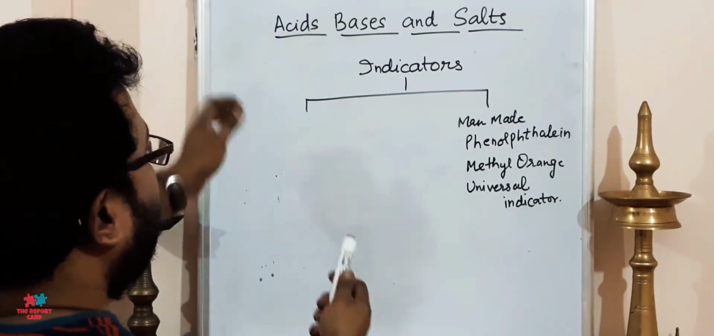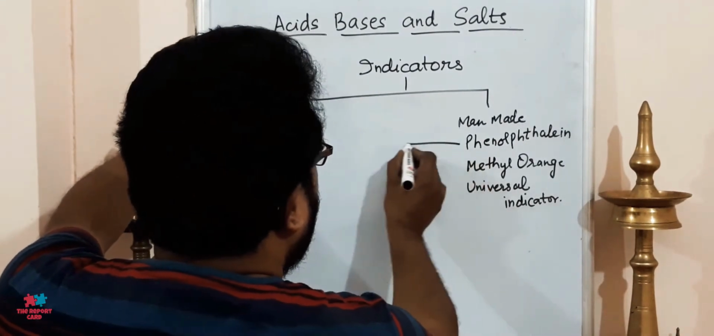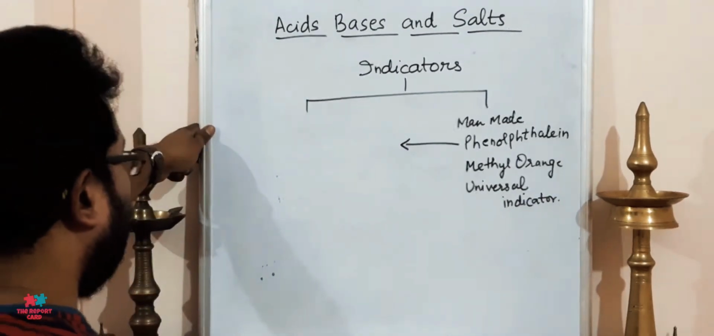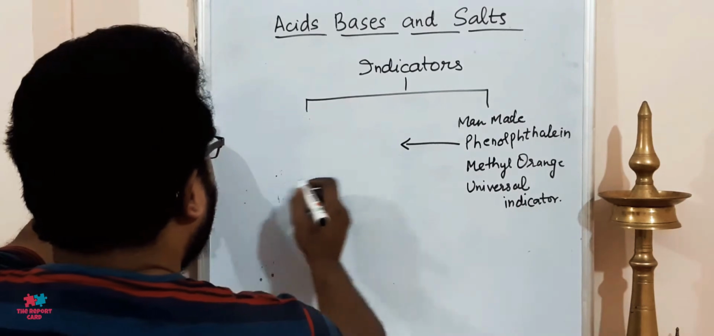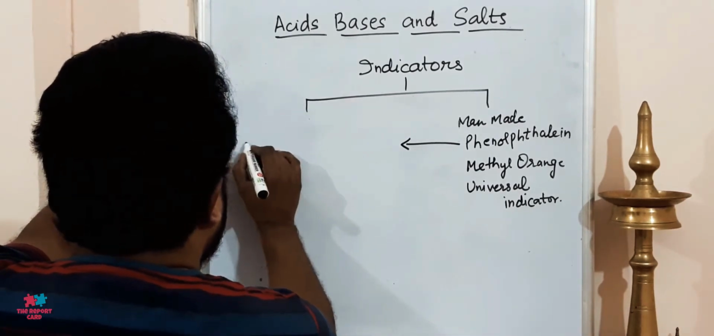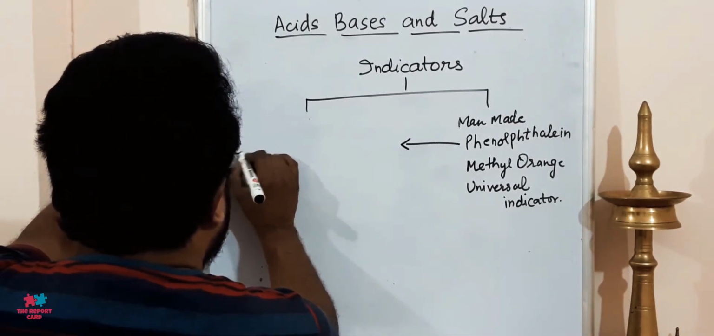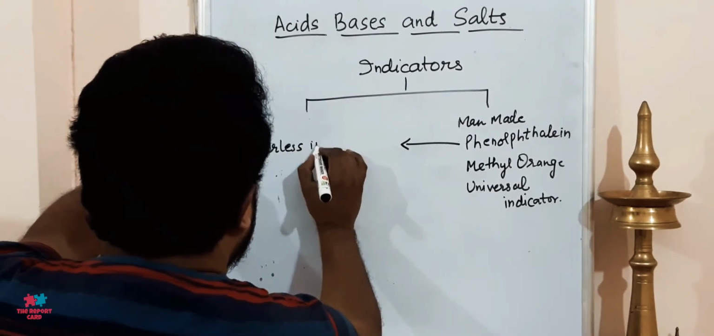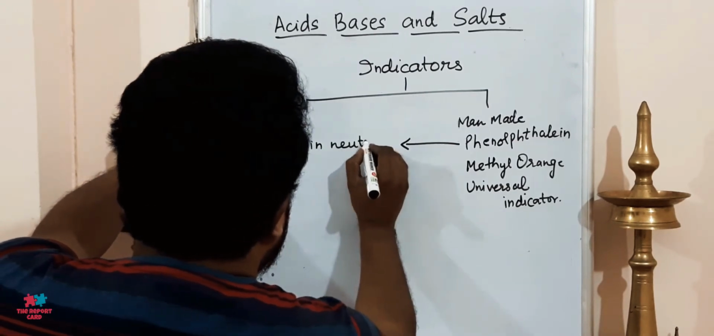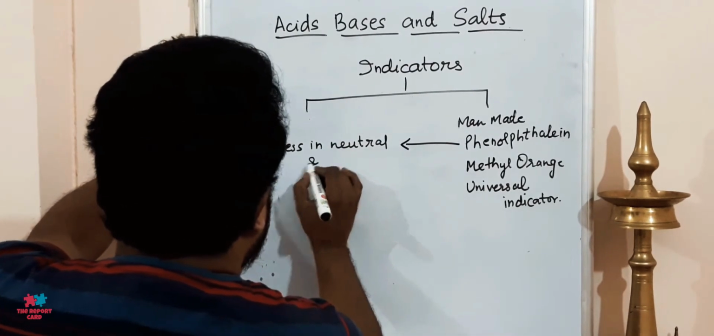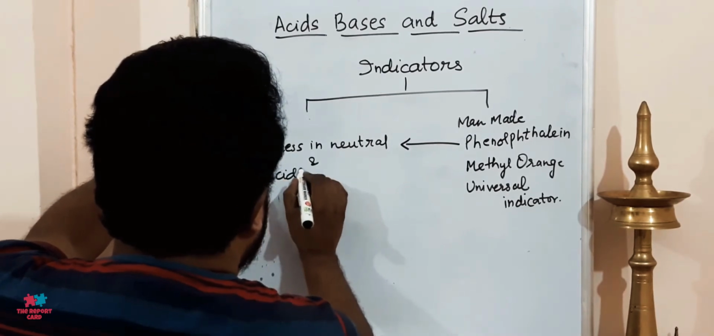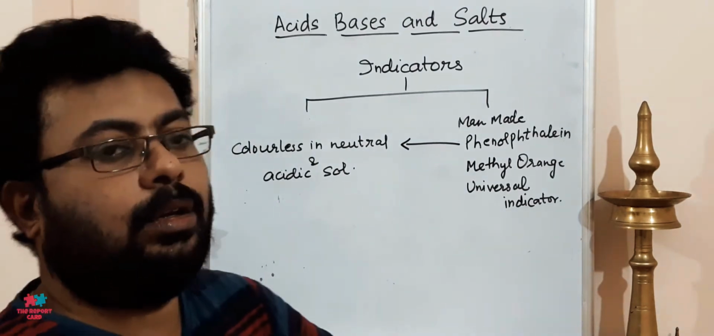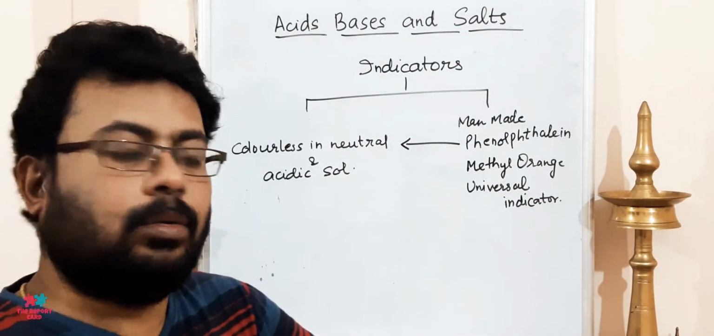Okay, now let us discuss this first, that is phenolphthalein, right? Now phenolphthalein is basically colorless in neutral and acidic solutions. So when you get phenolphthalein, you will get it as a colorless liquid.